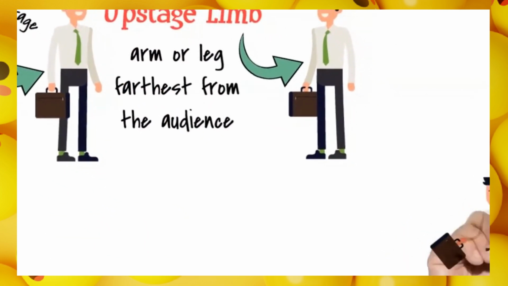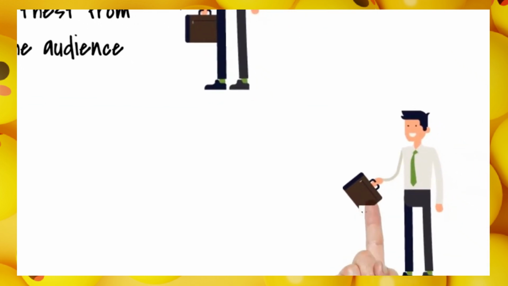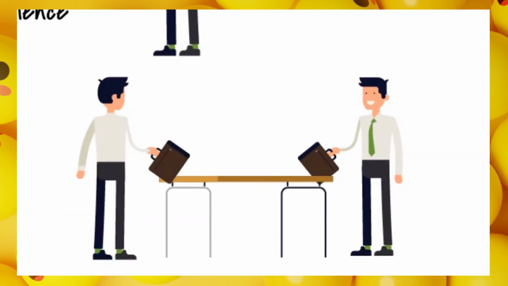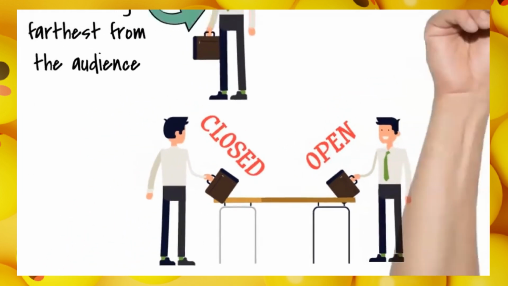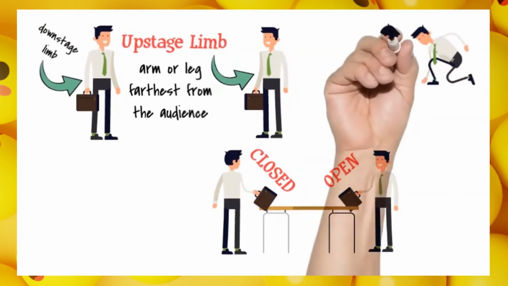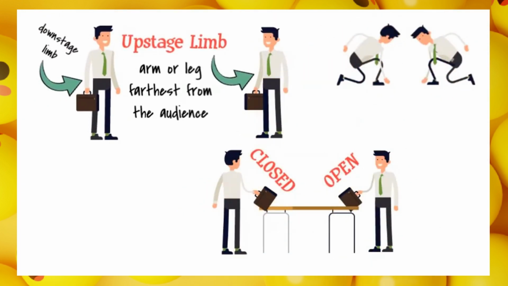Here we see two actors. One is using their upstage arm, which keeps them open to the audience when placing the briefcase on the table. The other is using their downstage arm, which closes them off from the audience. This would also be true in almost any instance. If a character is simply tying their shoe, using their upstage foot will keep them open to the audience.